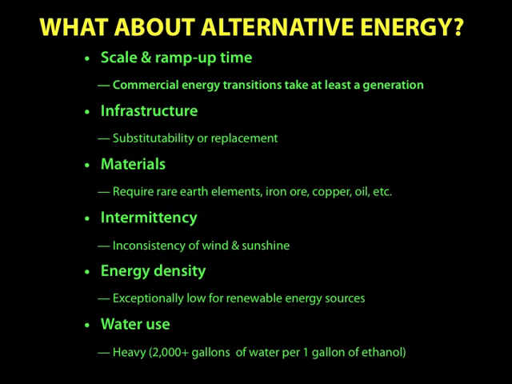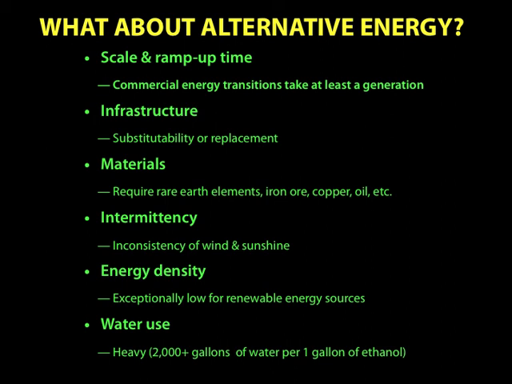We've already mentioned a few drawbacks to specific alternative energy sources, but here are some general considerations. Commercial energy transitions take at least a generation to develop and mainstream. Substitutability or replacement of infrastructure is typically required, and it takes huge amounts of time and money. Rare earth elements are required, iron ore, copper, oil, and so on, most of which are getting harder and more expensive to find and process.